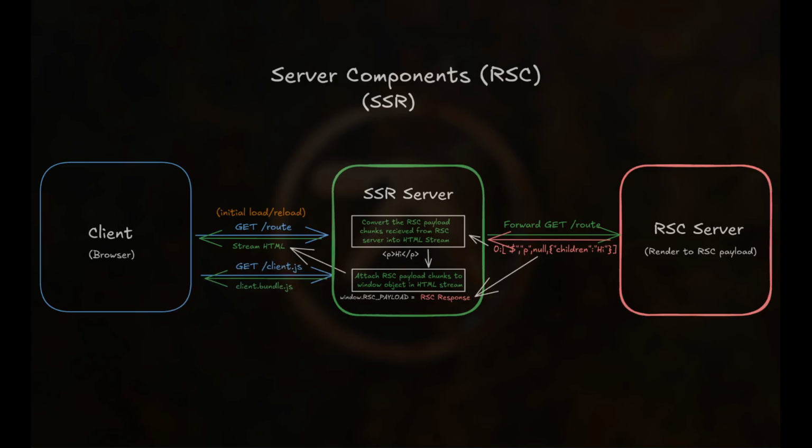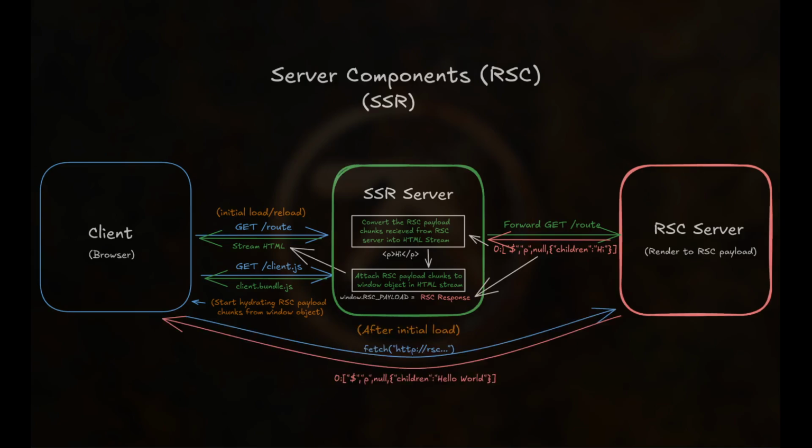Once we get the client bundle, we can immediately start hydrating the component with whatever HTML stream we have received. And we'll use the already rendered RSC payloads from the window object to hydrate the HTML since it represents the same thing but in RSC format. Finally, for subsequent requests for new data, we can fetch the response directly from the RSC server and get our server rendered output. And once the client receives the response, we can update the UI accordingly. So this is how the entire flow looks.